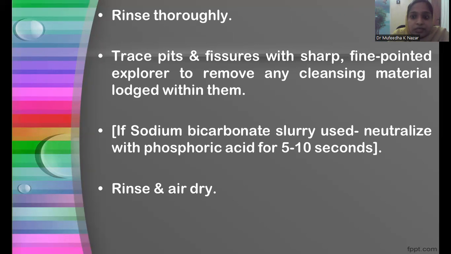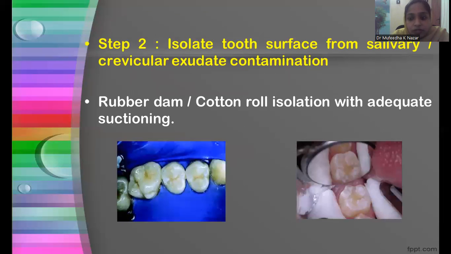And trace the pits and fissures with sharp and fine explorer to remove any remaining cleansing agent lodged within them. If sodium bicarbonate slurry is used, neutralize it with phosphoric acid for 5 to 10 seconds, after which rinse and air dry the tooth surface.